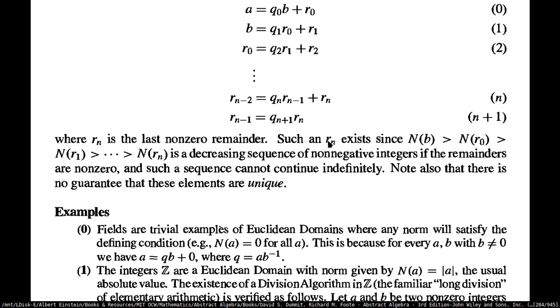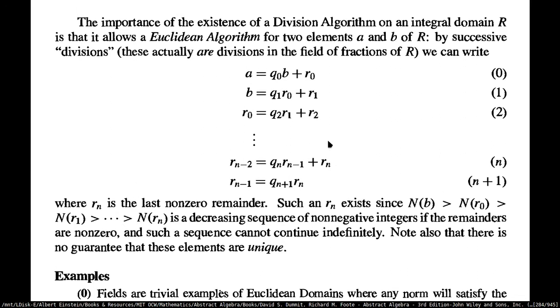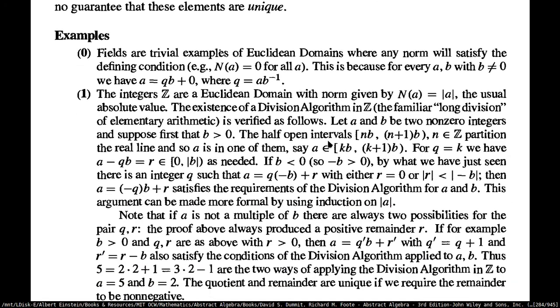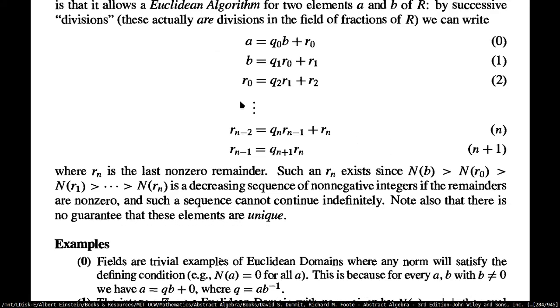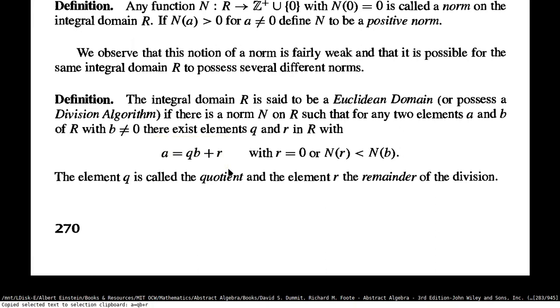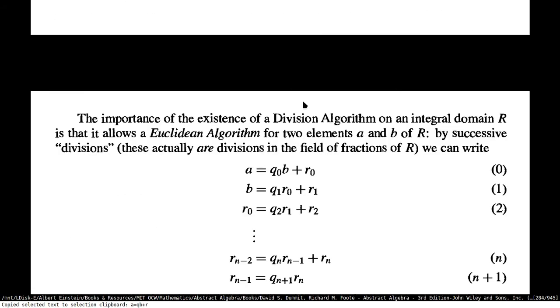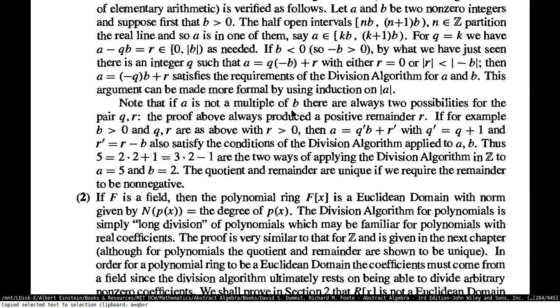So this is the condition for the Euclidean domain, right? And yeah, the trivial examples of Euclidean domains are fields, of course. The integers and the real numbers are Euclidean domains. But the condition is that you should be able to write this in terms of the Euclidean algorithm, and also you must fix the zero, right? N of zero should be zero. And we have a few examples of this.